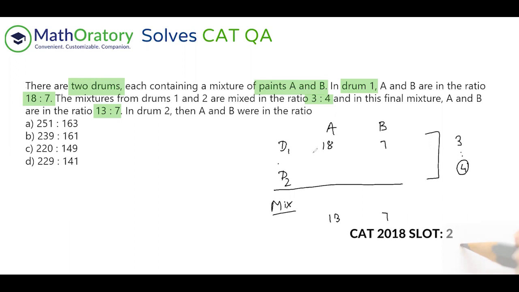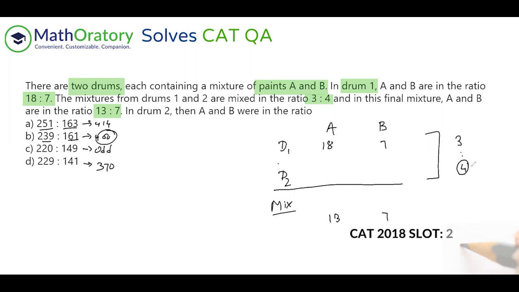Let us look at the totals here. 251 and 163 come out to 414. That is not a multiple of 4, so I'll not work with this as of now. 239 and 161, that's a total of 400. This is a multiple of 4. These two add up to an odd number, so anyhow I don't have to test them initially. And 229 and 141 add to 370, so that's also not a multiple of 4. So let me work with the second option first.